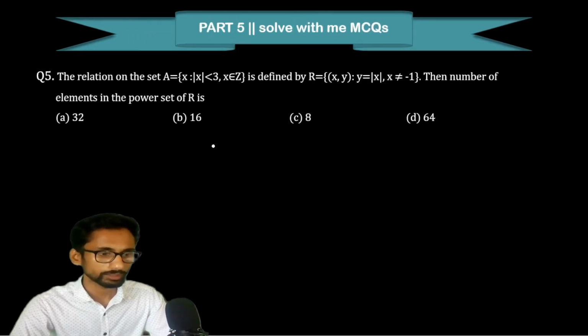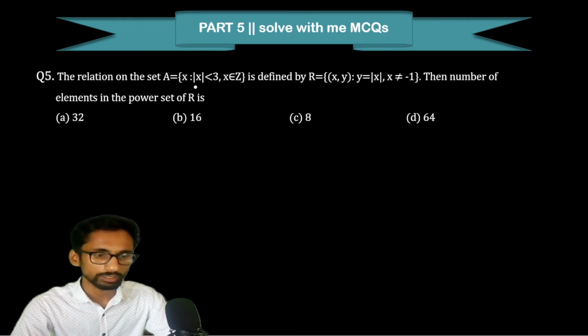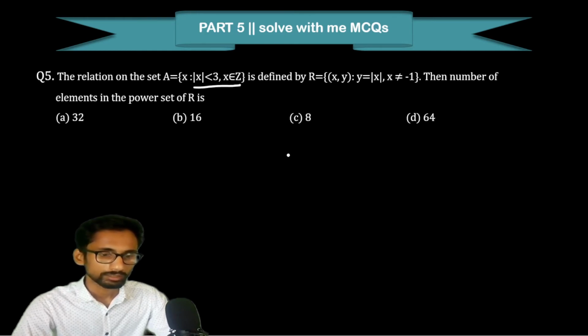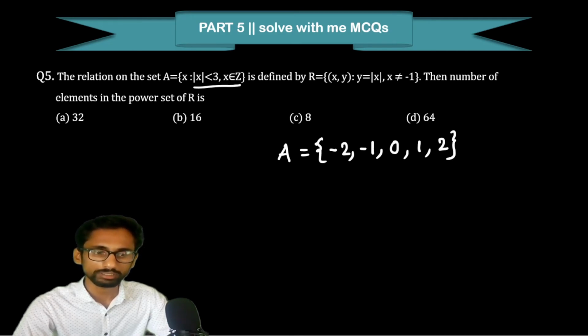Question number 5. The relation on a set A. The set A is given as A is equal to X such that mod of X is lesser than 3, where X belongs to Z. So we need to choose the integers that will satisfy the given condition, and those integers are -2, -1, 0, 1 and +2. Any integer greater than +2 or lesser than -2 will not satisfy the given condition.